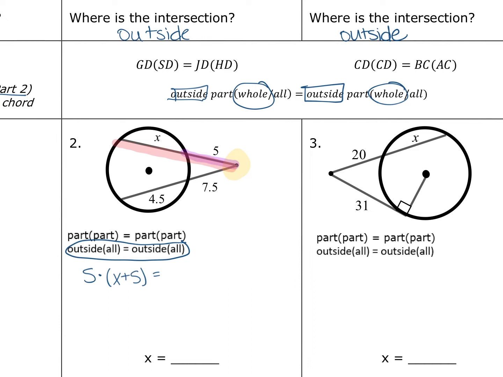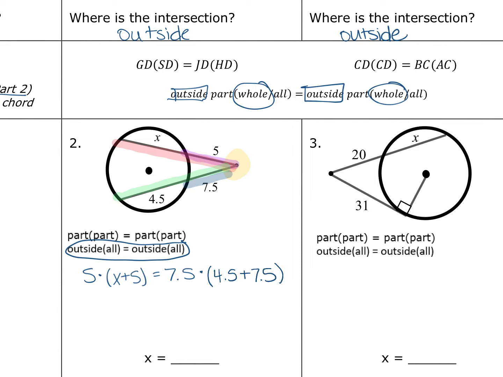Now we can do the other line. For the other line, the outside section is 7.5 times, when we look at the whole entire thing, again, remember we need to do the entire line, which means we need to add those two sections together. So in parentheses, we're going to do 4.5 plus 7.5. From here, we're going to solve this equation.